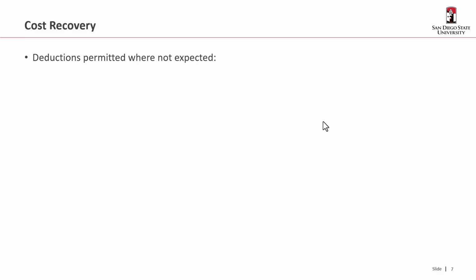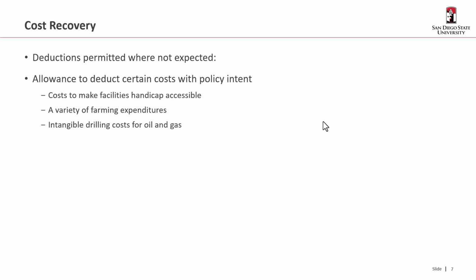Okay, there are a handful of places where the code just gives you a deduction where you might not expect it. I don't want to spend too much time on these, but cost to make facilities handicap accessible, intangible drilling costs. You should be aware that there are a handful of places where the code says, hey, we know normally you'd have to capitalize this, but in this instance, because it's this type of expenditure, we're just going to let you deduct it.